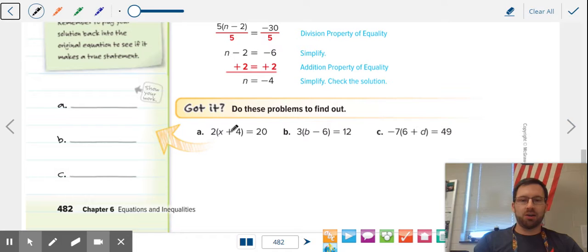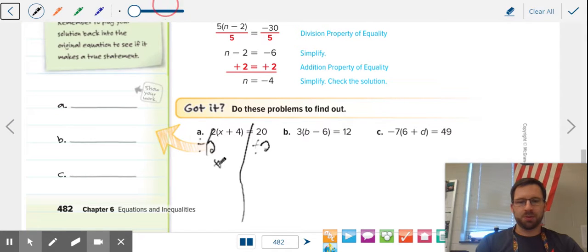With these, notice there are parentheses. So now we're going to have to put into play that we have to undo the parentheses last. We have multiplication to deal with first. So how to undo multiplication? We're going to divide. The opposite of times 2 is divide by 2.